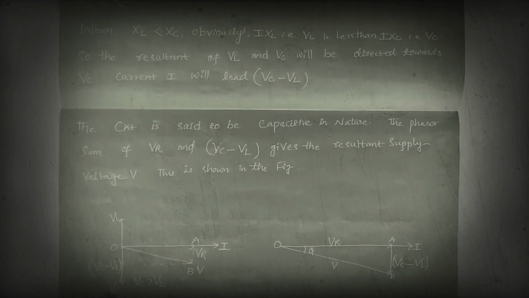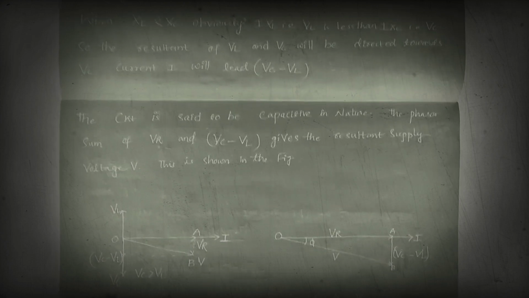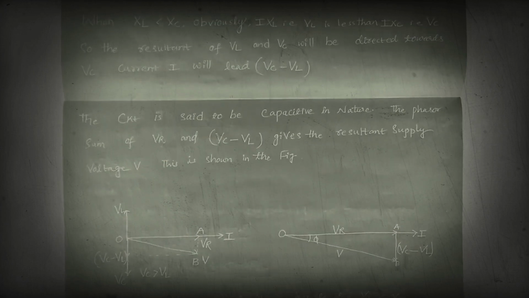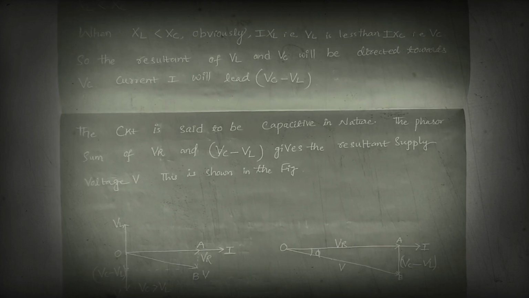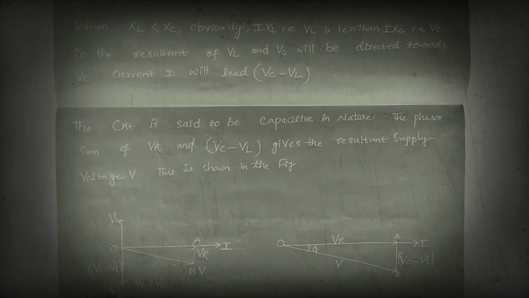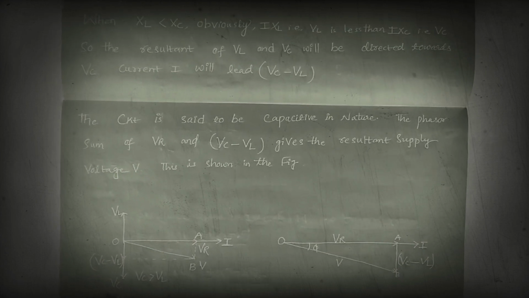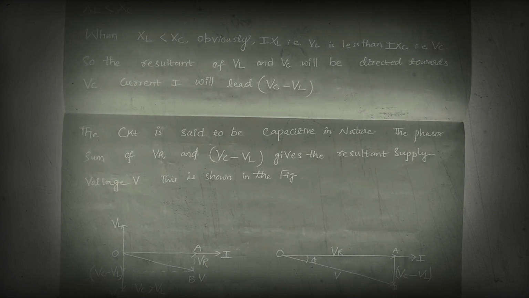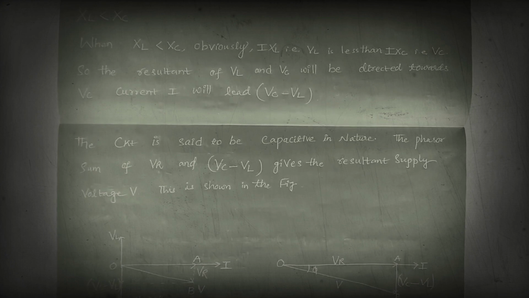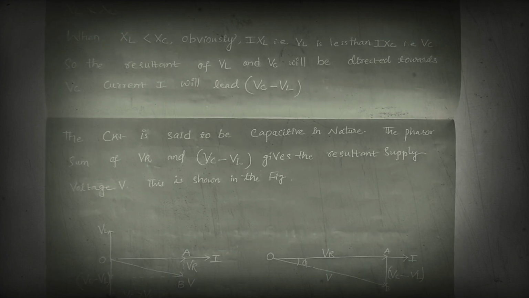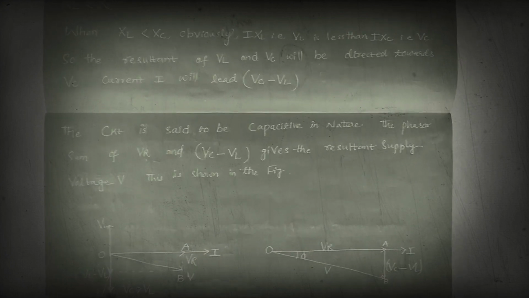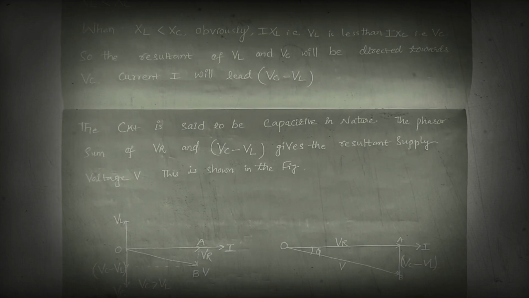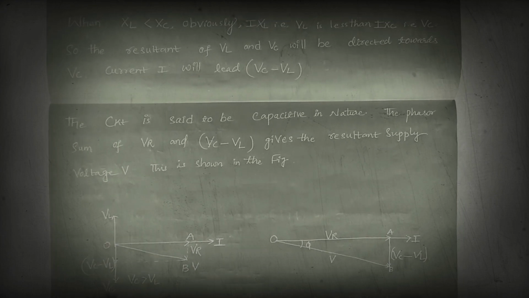Next, the circuit is said to be capacitive in nature. Why? Because here the current will lead the resultant voltage. That's why we can say the circuit is capacitive in nature. In the before case, the current lags the resultant voltage VL minus VC, so we can say the circuit is inductive in nature. Here current I will lead VC minus VL, so the circuit is said to be capacitive in nature.